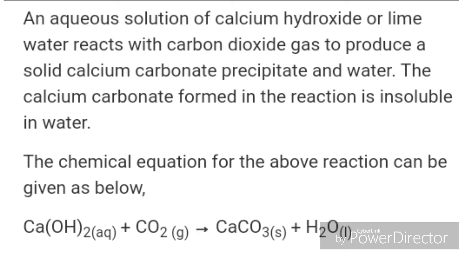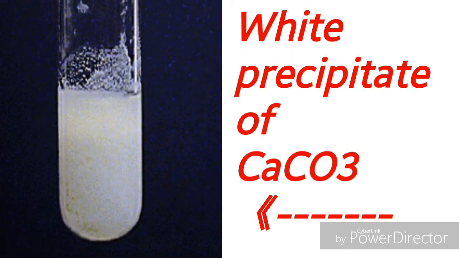Calcium hydroxide, a strong base, reacts with a non-metallic oxide, carbon dioxide, to form a white precipitate, calcium carbonate, and water. When calcium hydroxide reacts with CO2, a white precipitate of calcium carbonate settles at the bottom of the test tube. You can see here the white precipitate at the bottom of the test tube.